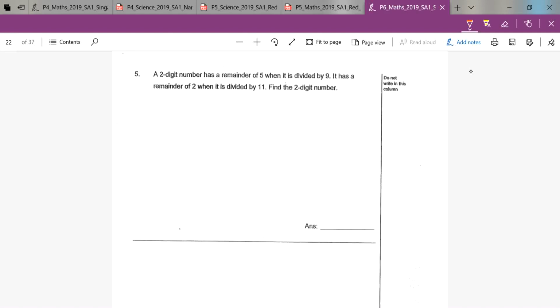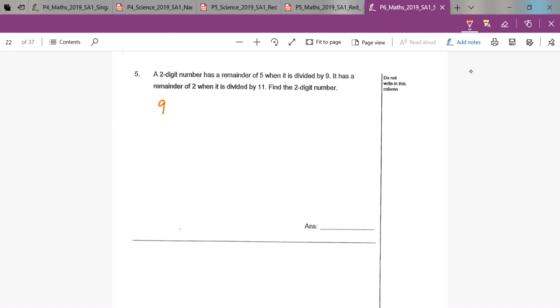The second method is a better method, where you start to list down all the multiples of 9 and add 5 to them, and all the multiples of 11 and add 2 to them. Then you find what is in common, the first number that you come across that is the same. If you still don't know what I mean, I'm going to write it down.